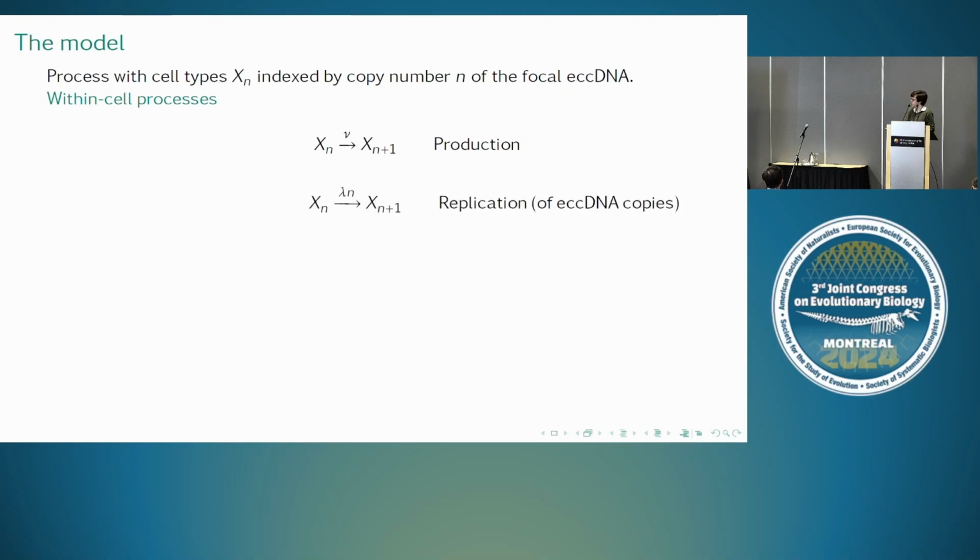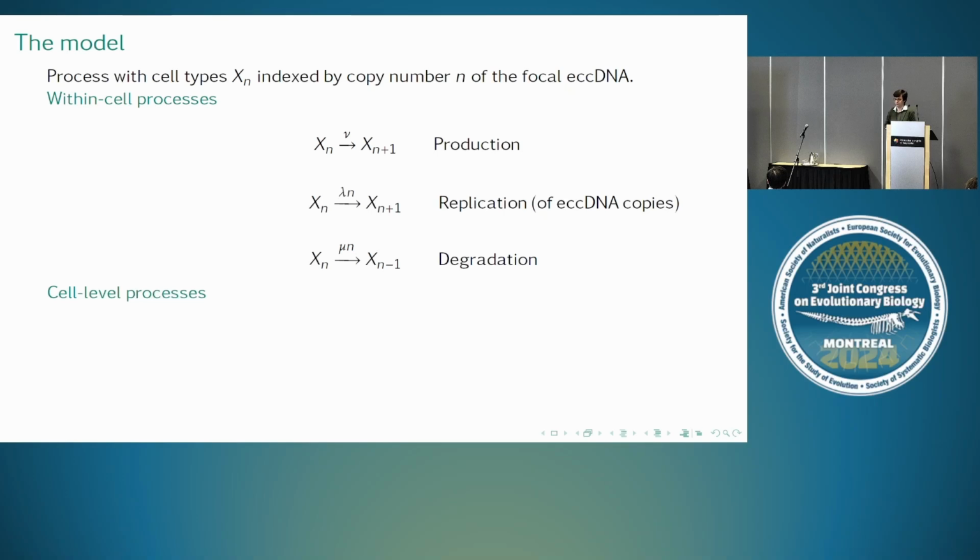And there's some possibility that the ECC DNAs might be able to be replicated inside the nucleus themselves, replicating new ECC DNA copies from existing ones. So we let that happen at a per capita rate lambda. And then the cell might be able to degrade these ECC DNAs to recover nucleotides. And so we might allow this to happen at some per capita rate mu. So that's everything inside the nucleus.